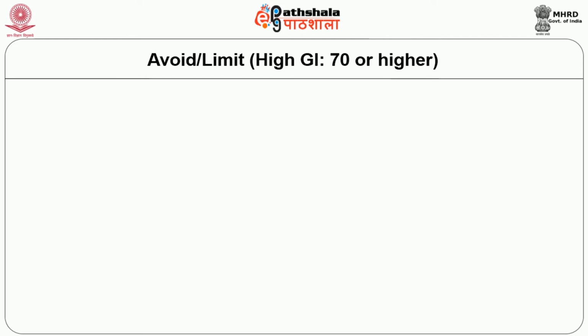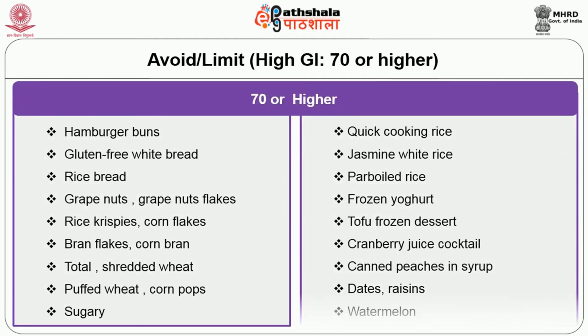And the last one, when we categorize the foods with high GI, which is 70 or higher, this cautions people to limit the intake of such foods. This includes white bread and also processed wheat bread, sometimes gluten-free white bread, rice bread, and also cereals like Grape-Nuts, Rice Krispies, corn flakes, bran flakes, corn bran, total shredded wheat, puffed wheat, corn pops, and also white rice, quick cooking rice, and parboiled rice, which all come under the category of high GI foods.